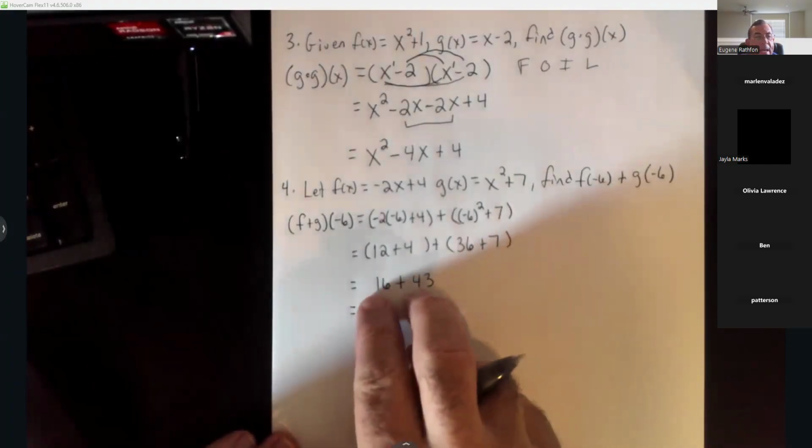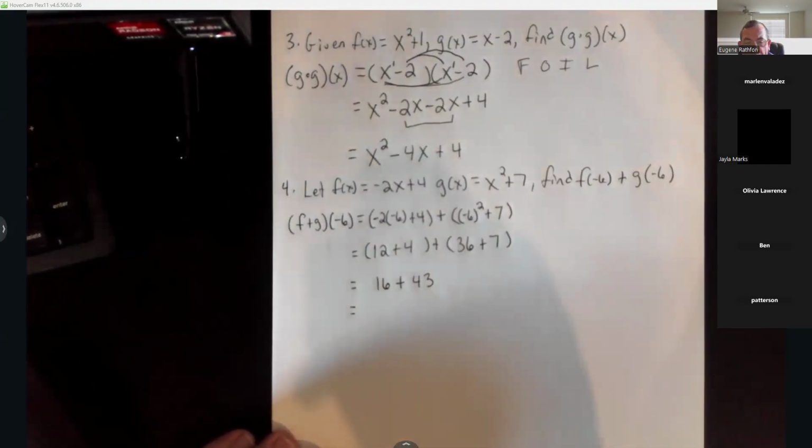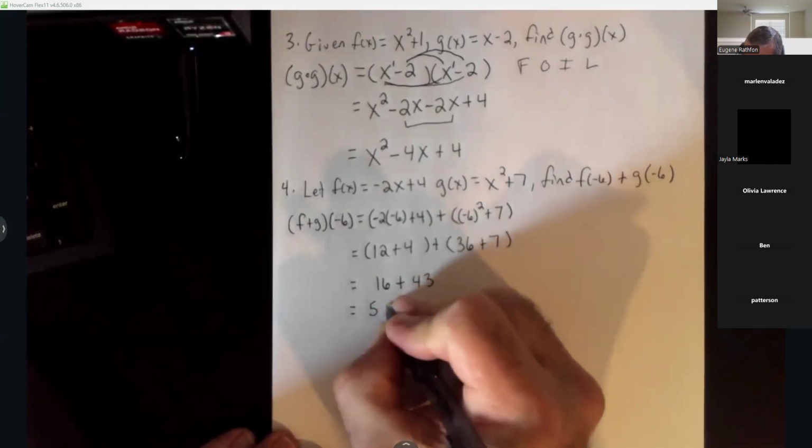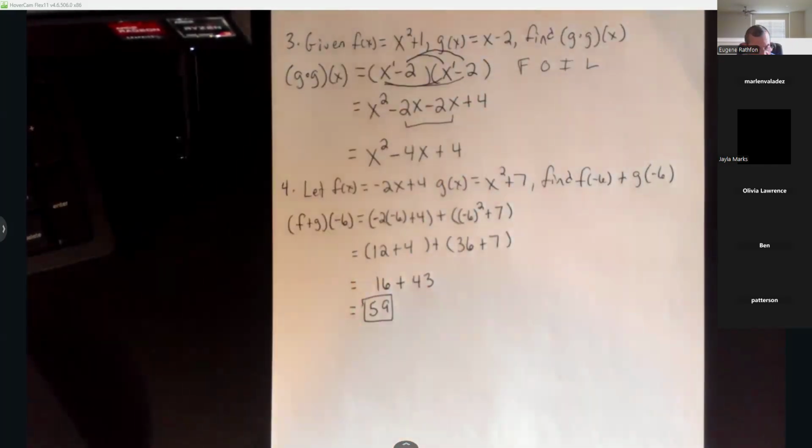Everything's out of parentheses. Now I can finally do my final adding. And what do y'all got being? That looks like 59. Perfect. And then 59 would be our final answer.